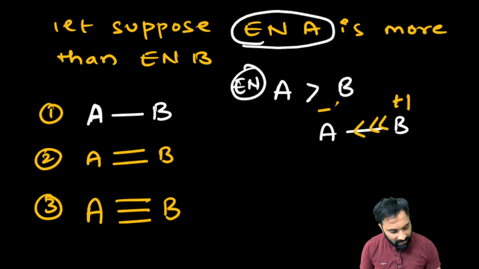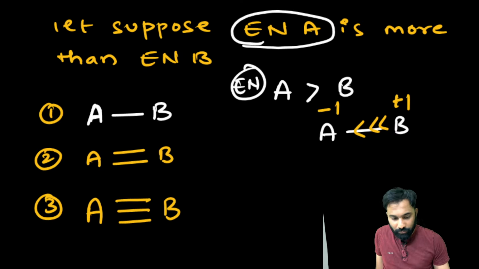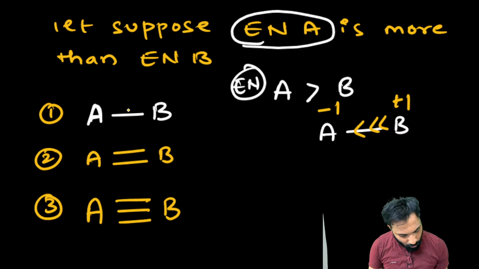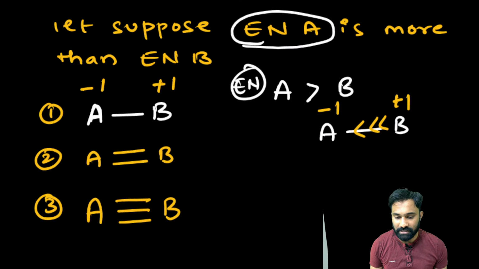Now A is gaining the electron, right? It will get the -1, right? Here only one bond is there. If A has only one bond, it has the -1 oxidation state, and B has the +1 oxidation state. Now in the second one, can anyone tell me, what is the oxidation number of A and what is the oxidation number of B in the second?